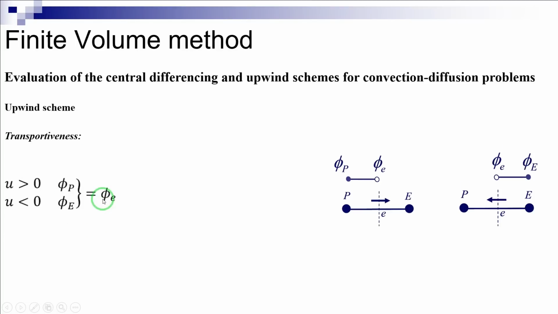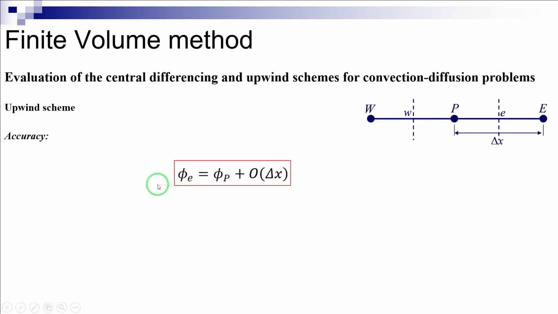Transportiveness. The upwind scheme is able to identify the flow direction as is shown here, and therefore the information of the upstream nodes of the flow will have more influence on the downstream nodes. Accuracy. The upwind scheme is based on the backward differencing formula, and therefore it is only first order on the basis of the Taylor series truncation error as presented here.